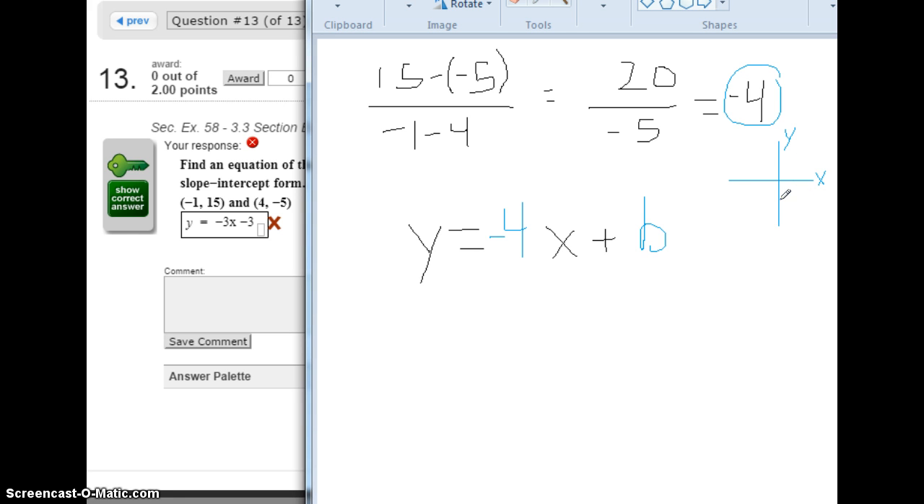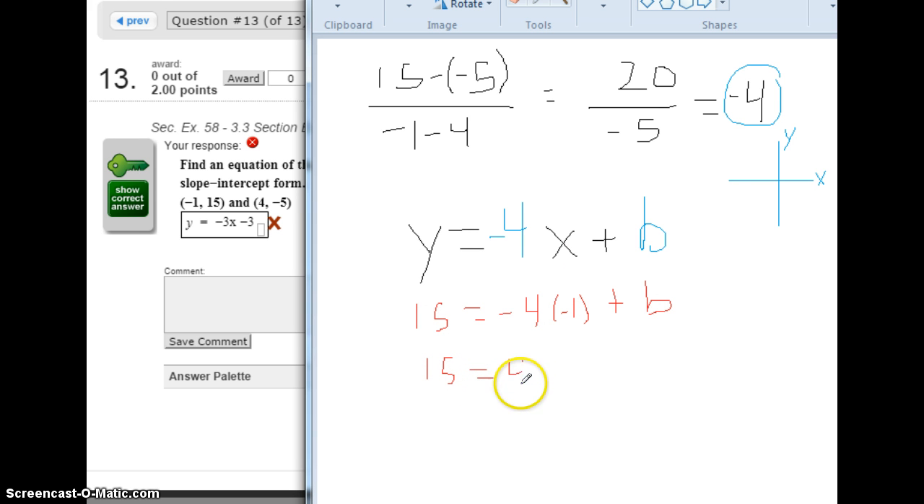What we do here is we take either one of these points, and it doesn't matter which one, and plug it in here for x and y. So I'll just choose the first one, but you can use the other one if you want. So the y value is 15, and that equals negative 4 times x, which is negative 1, plus b. Now if we solve this down, we'll be able to figure out what b is.